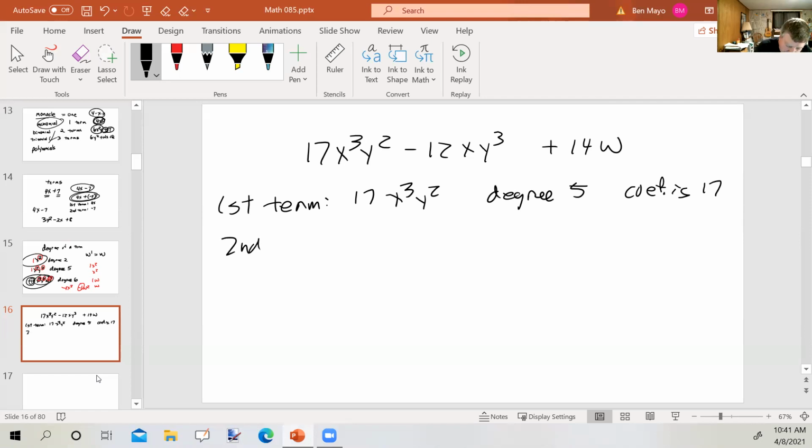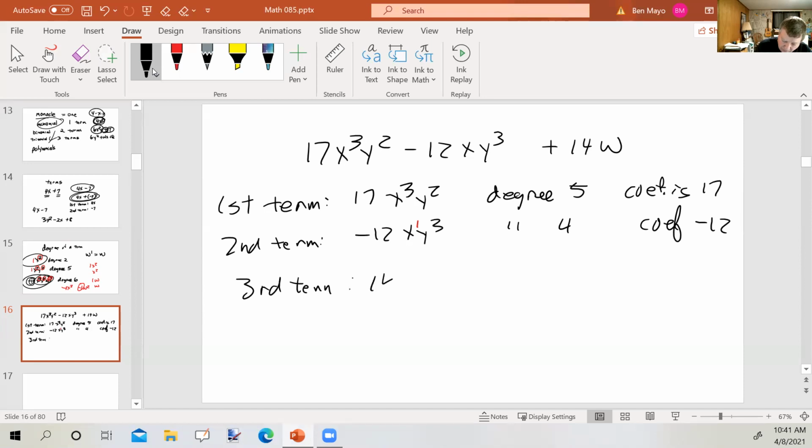The second term is negative 12xy cubed. It's of degree 4. Again, there's an implied 1 on the x, and its coefficient is negative 12. The third term is 14w. It's of degree 1, and the coefficient, can't spell worth a darn, coefficient is 14. Okay with that?